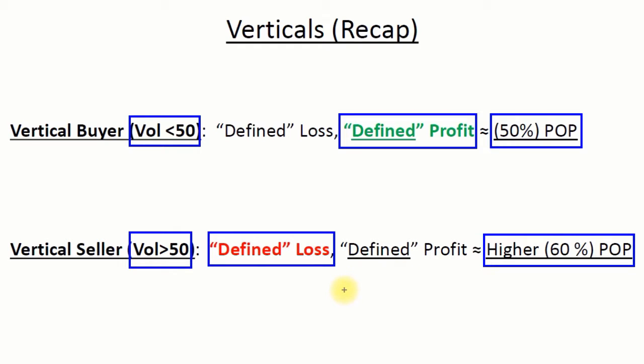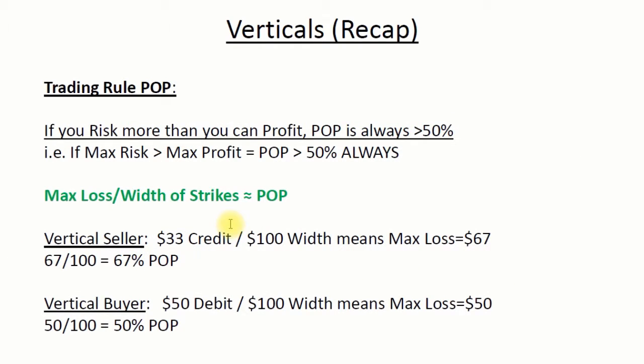And of course, our most important trading rule of all: if you risk more than you can profit, our POP is always going to be greater than 50%. Basically, if max risk is greater than max profit, POP is always greater than 50%.